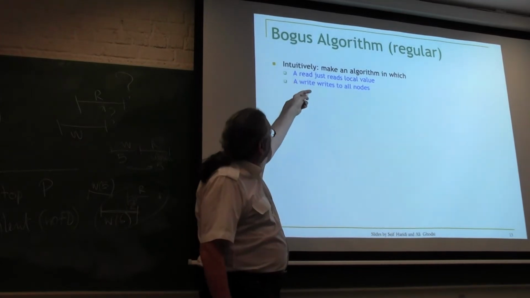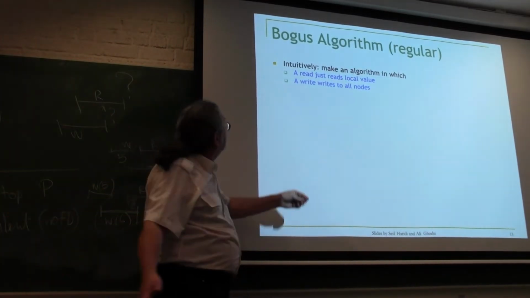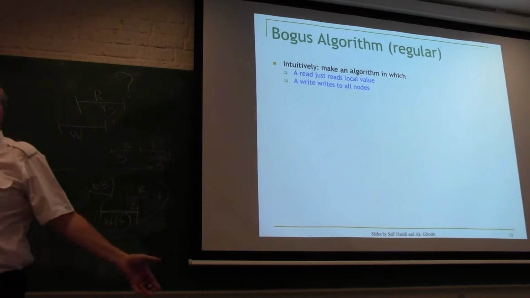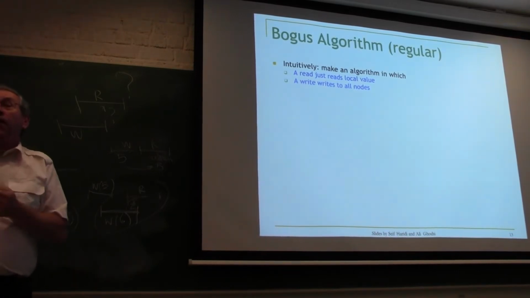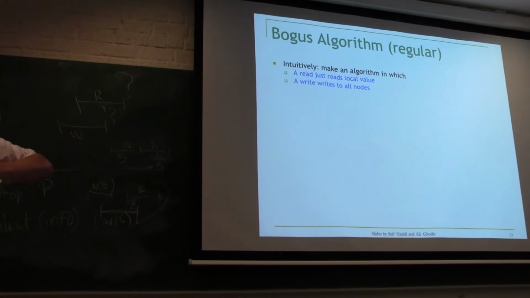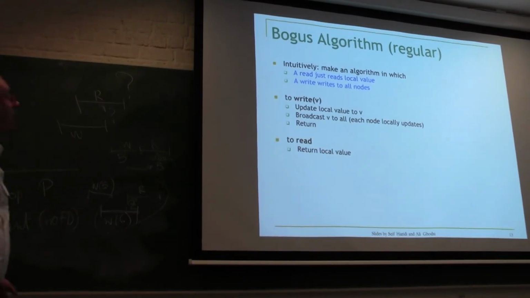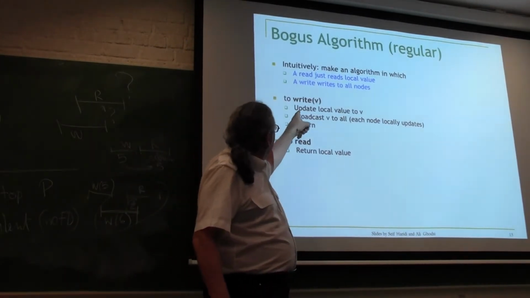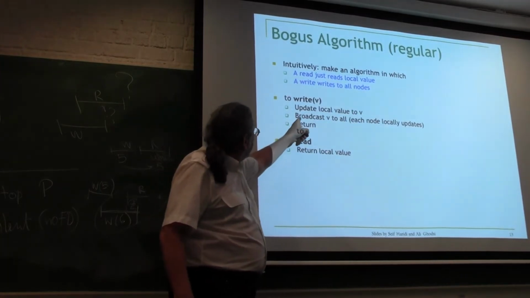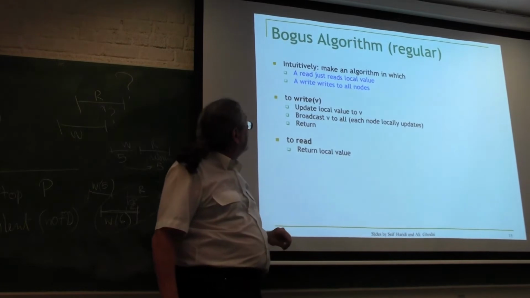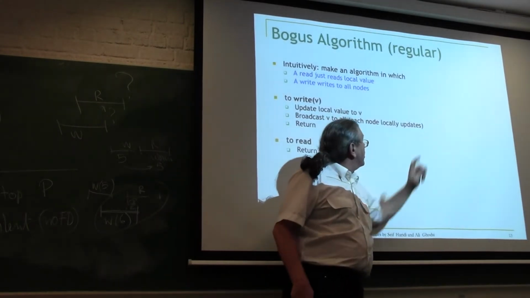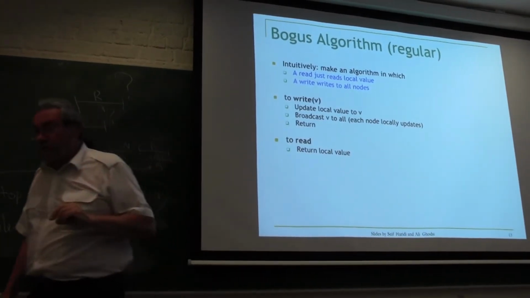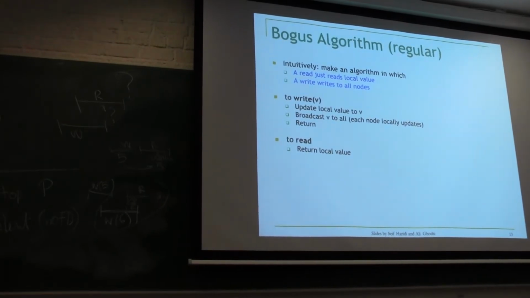So the intuition is now that everybody gets the value. The write will write to all the nodes. It broadcasts the value everywhere, and the read just has to read the local value because it's there. Okay? So that means the value is replicated on all the nodes. So here's an algorithm. The write is: I update the local value to V, I broadcast, so I send a message to all nodes, and when a node receives the message, it locally updates, and I return. And the read is just returning the local value. Okay? So that's a better algorithm, right?